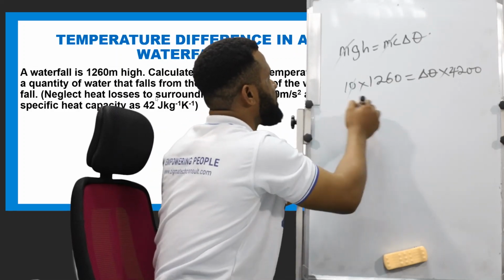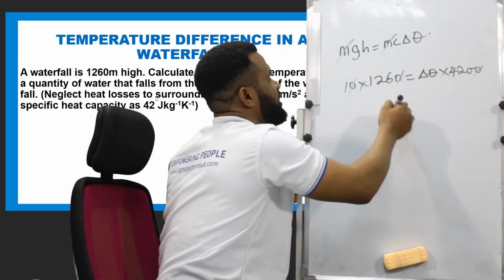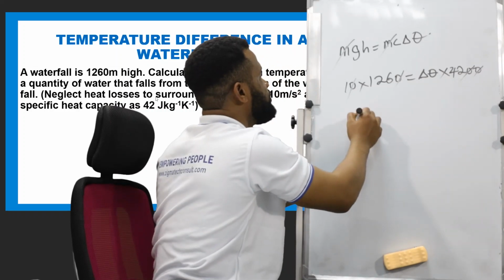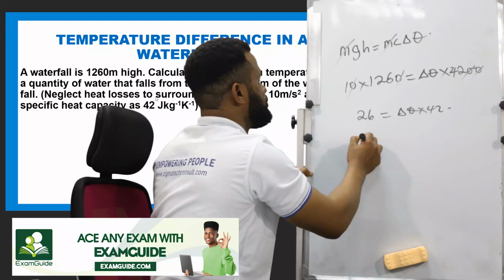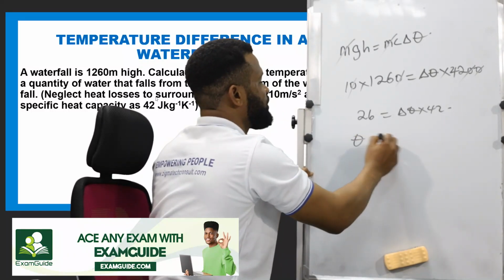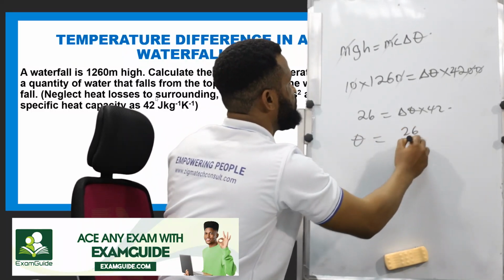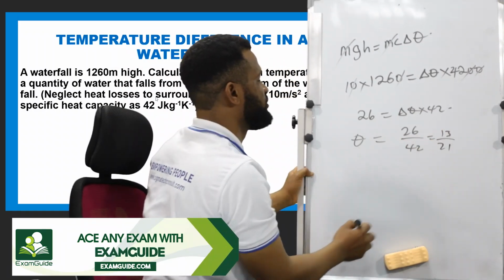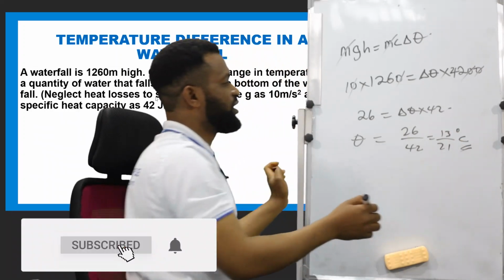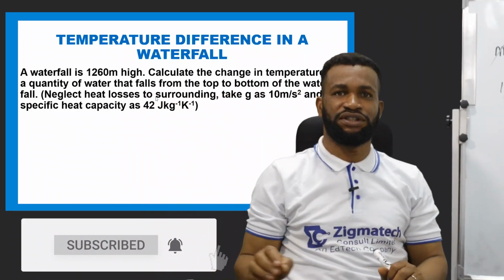So what do we do? I'll cancel this 0, I'll cancel this 0, I'll cancel here, I'll cancel here. I have 26 is equal to change in temperature times 42. So we say that temperature is equal to 26 over 42. So this is 13 over 21 degrees Celsius. And that is what it is.